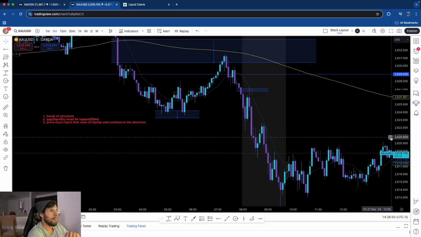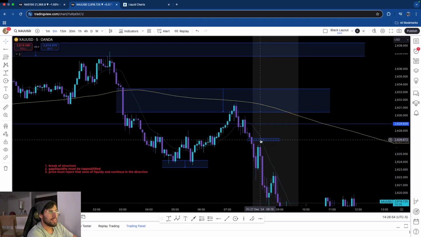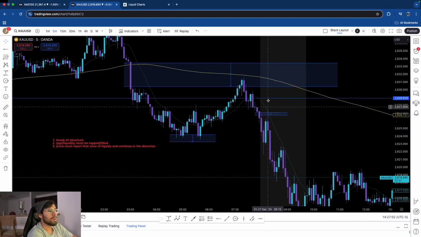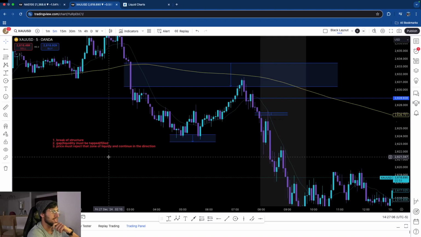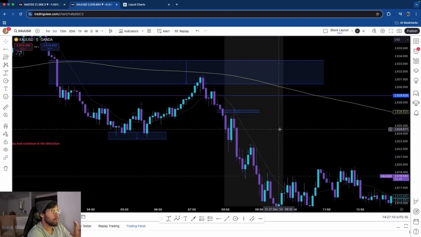Because price can come back up to this gap, and then say you get in at the gap when it hits this gap, and then price just starts shooting up and actually comes up until this area first, and then it starts shooting down. So we want to see the rejection. We want to see number 3 right here. Price must reject that zone of liquidity and continue in the direction. And that's the setup that we're looking for every single day.